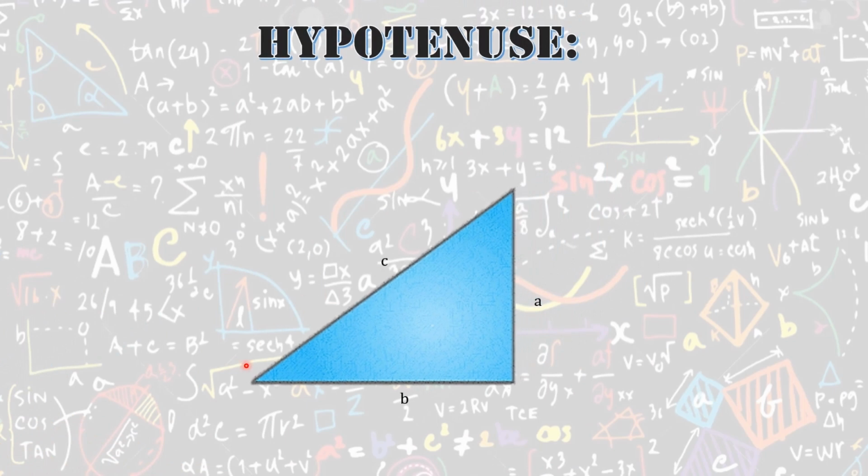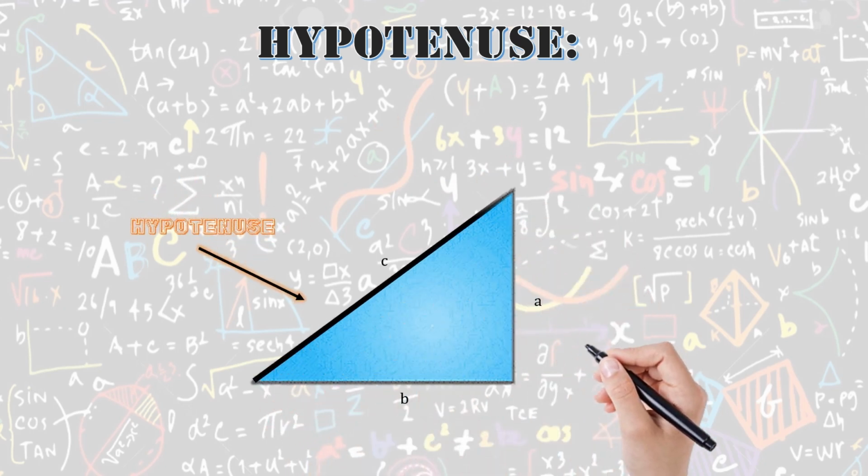Now let's take a look at what the hypotenuse is. The hypotenuse is the longest side on the right angle triangle. Here you can see that the diagonal side C is the hypotenuse, so C is the hypotenuse.